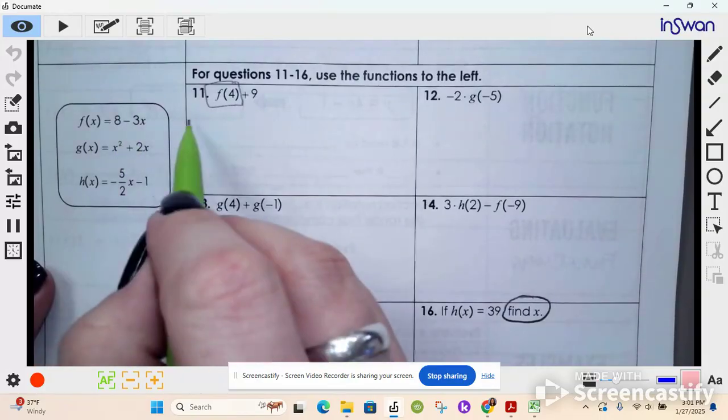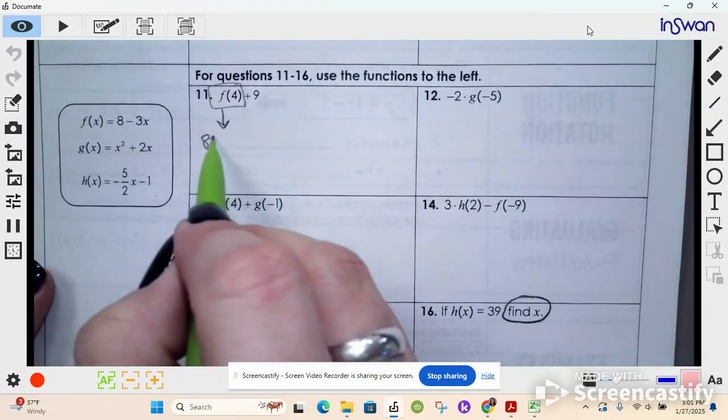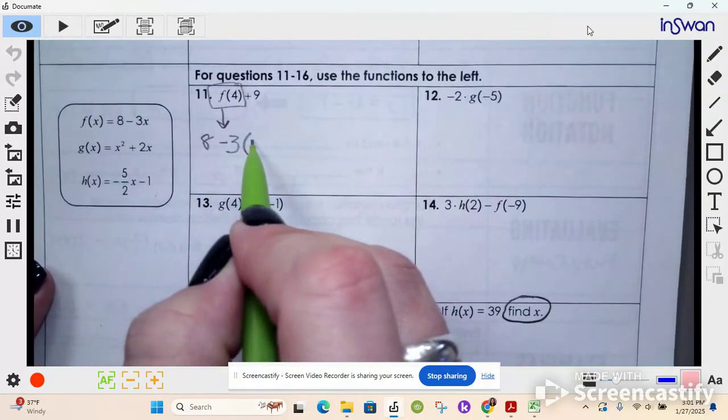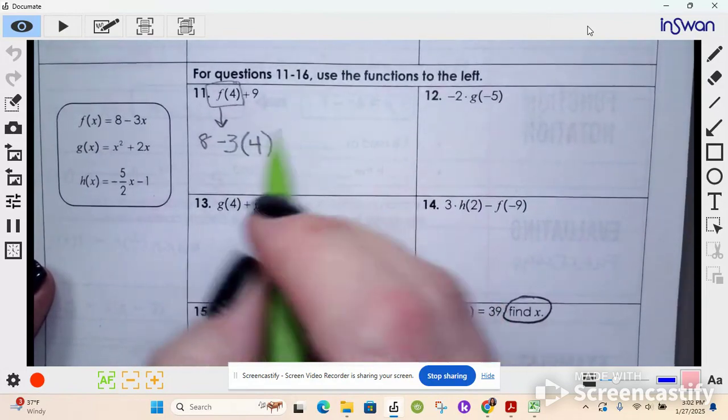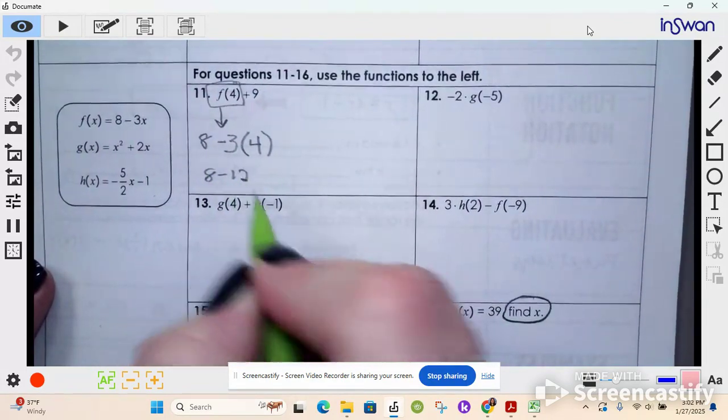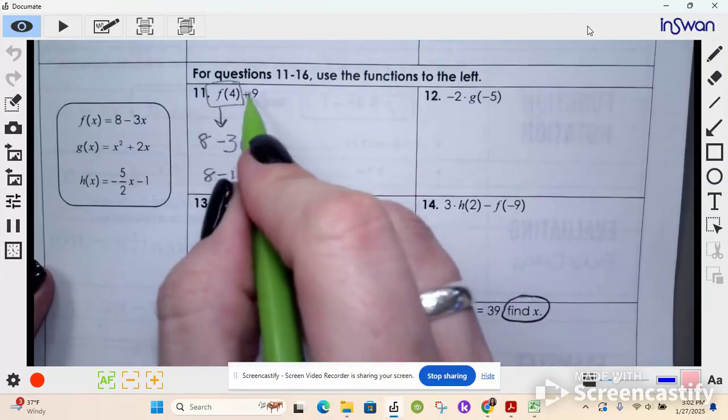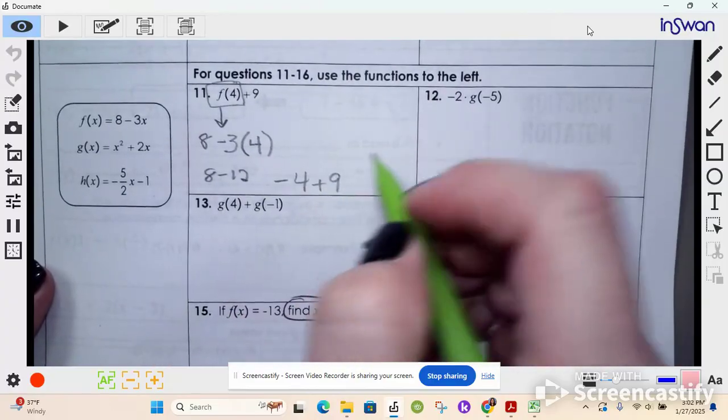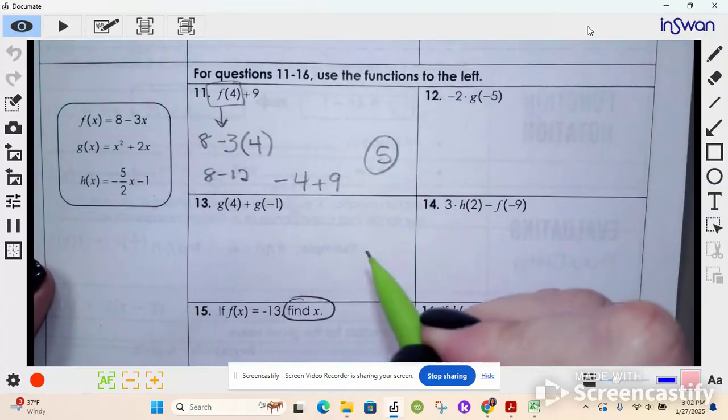So right here, we're going to use the f function. 8 minus 3, sub in the input of 4. That would be 8 minus 12, and 8 minus 12 is negative 4. Then we add 9. So our final value would be positive 5.